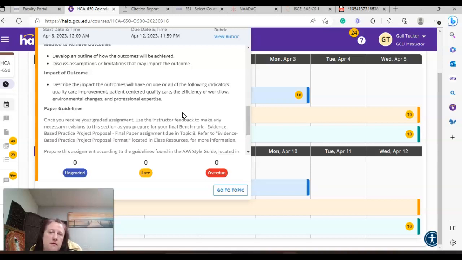So when you're talking about the impact of things, you're going to then do a paragraph with the header impact of outcomes and talk about that. How is it affecting quality of care? How is it going to affect patient-centered quality, efficiency of workflow, environmental changes, whatever it is that's affecting? Talk about the impact of that. And these don't need to be cited either. This is part of your project and part of your ideas, okay?